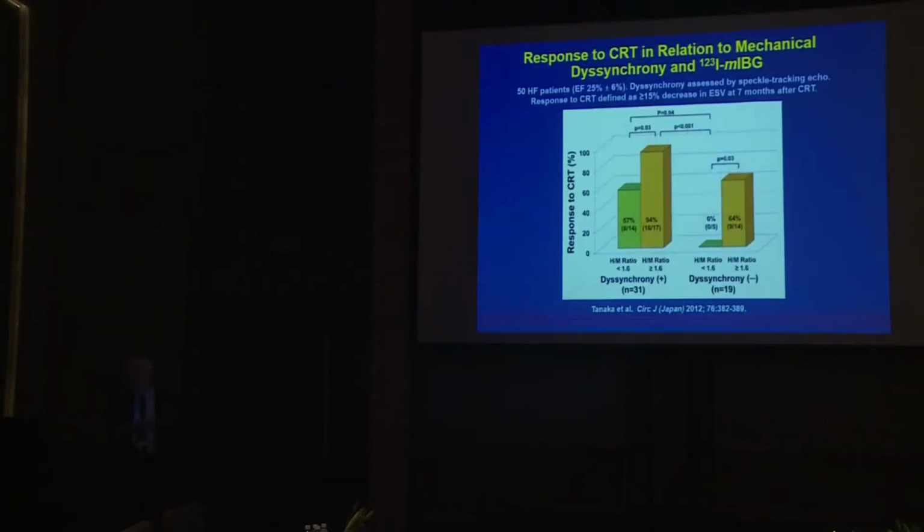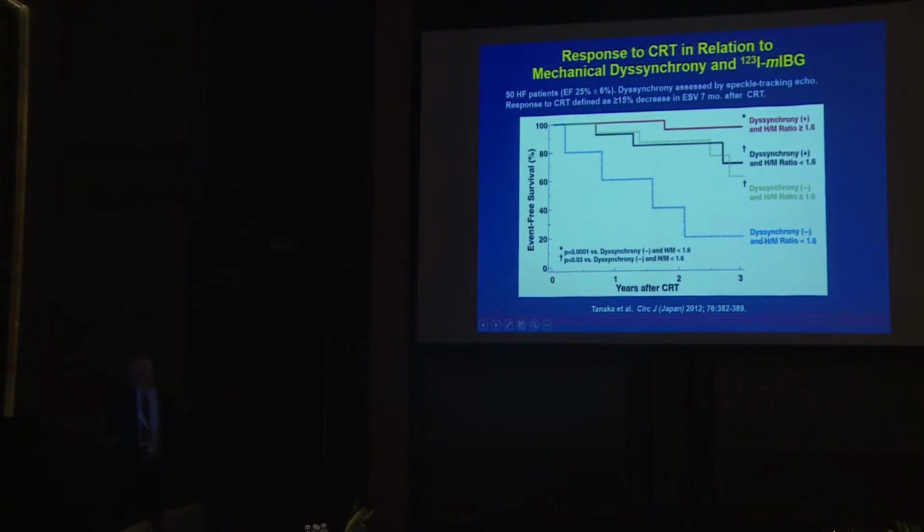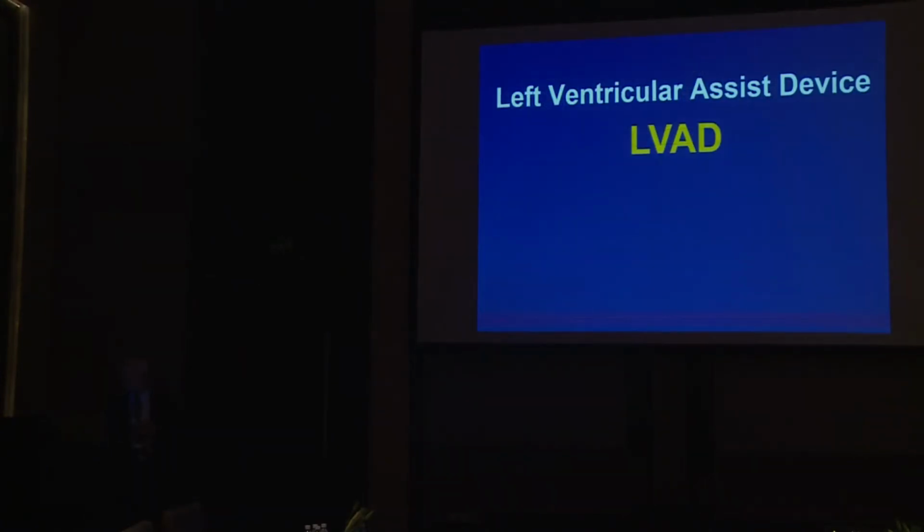And people have looked at it in terms of cardiac resynchronization therapy, and it's been shown that patients who respond most effectively to cardiac resynchronization therapy in terms of improved echo findings are those with the higher heart mediastinal ratios, where those with the lower heart mediastinal ratios are less likely to respond to CRT and actually just do poorly. So perhaps you can use this to identify which patients are best, in addition to the synchrony and other factors, IVCDs, to see who's going to respond.